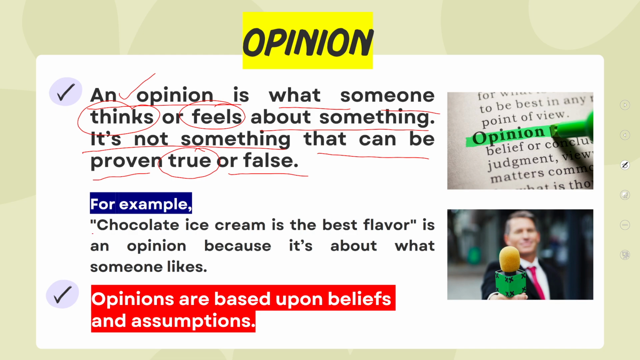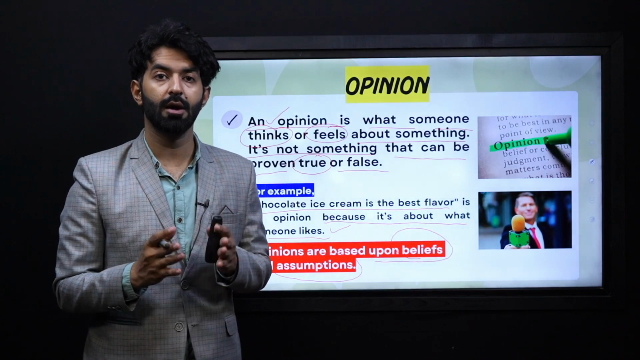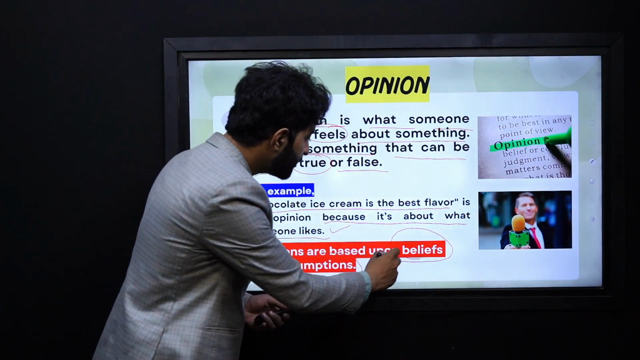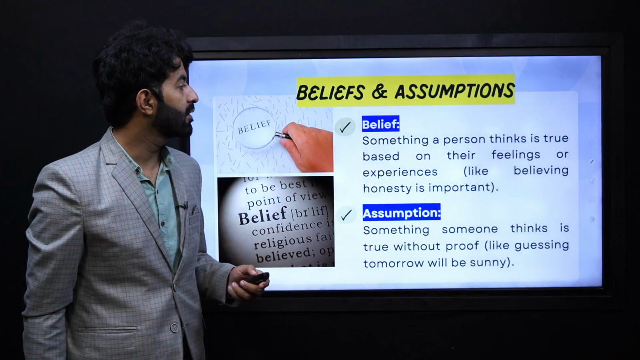Chocolate ice cream is the best flavor. Now, this is an opinion because it's about what someone likes. One may not like chocolate ice cream, hence we cannot prove whether it's true or false. Hence we call it an opinion. Opinions are based upon beliefs and assumptions. So, after looking at the example, let's see what opinions are based upon. They are based upon two things, that are your beliefs and assumptions.